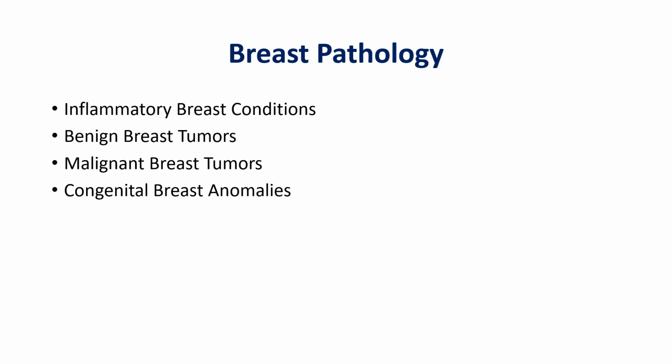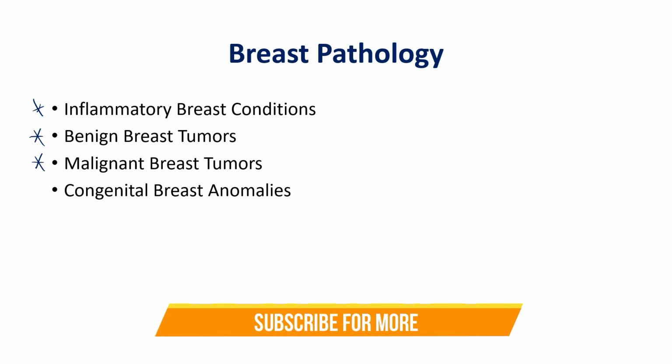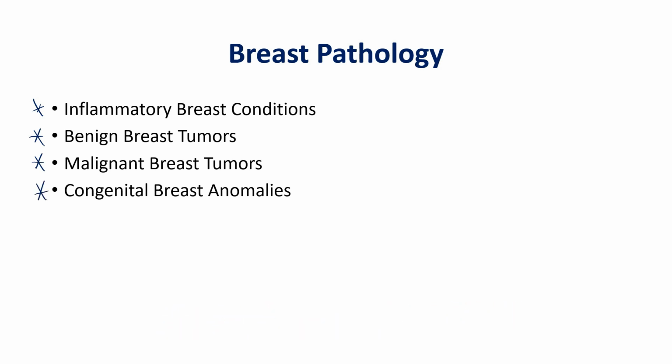So under the classifications of breast pathology, you have inflammatory breast conditions, which we're going to cover today. So that's right here. And then you have benign breast tumors. That's going to be the next video. Then we're going to move into malignant breast tumors. And then we're going to have a short video on congenital breast anomalies, which I think is pretty easy. But you could have a random question on it, and you don't want to miss a really simple question.